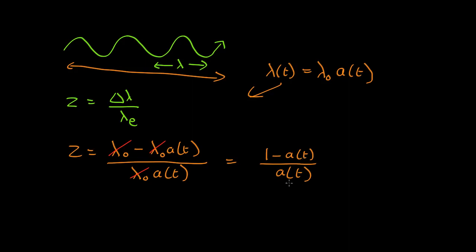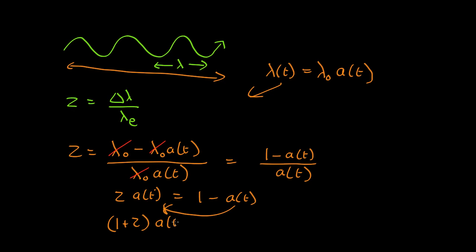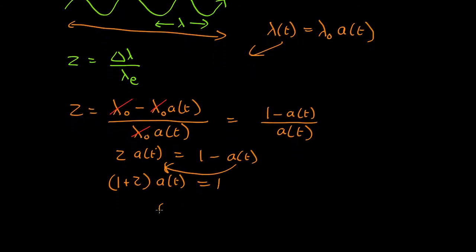We can rearrange that, multiply both sides by a of t, and we get z a of t equals 1 minus a of t. Move this across here, so you get 1 plus z, a of t equals 1, so a of t equals 1 over 1 plus the redshift. So if you know the redshift, you can calculate the scale factor, and if you know the scale factor, you can calculate the redshift.